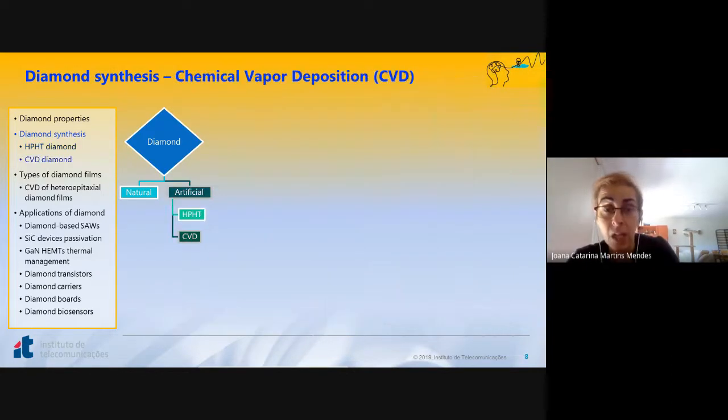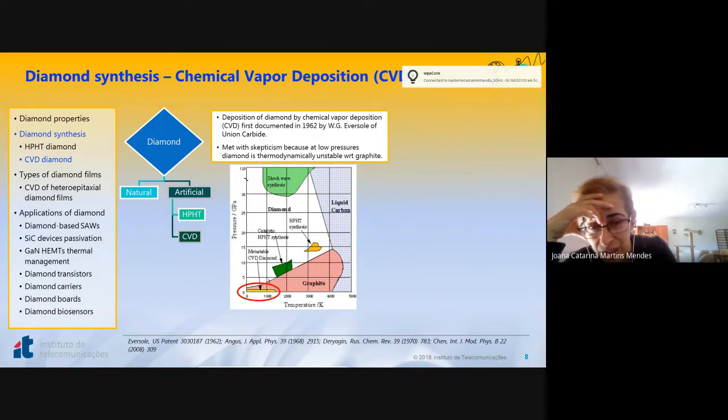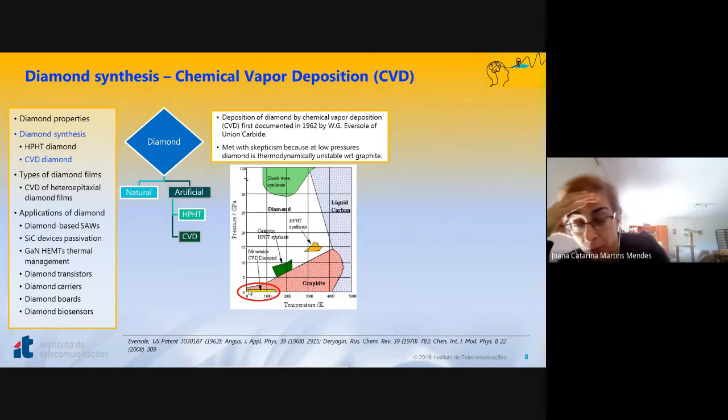But you can also fabricate diamond by chemical vapor deposition, okay? This method was proposed in 1962 by Eversole. And initially, people didn't really believe that he had grown diamond. Why? Because he reported growing diamond here, okay, at low temperature and low pressure. And if you take a look at the phase diagram of carbon, this image tells you, as a function of the temperature and as a function of the pressure, what is the carbon allotrope that you expect to form. And under these pressures and temperatures, you expect graphite and not diamond. But yes, we can grow diamond by CVD.